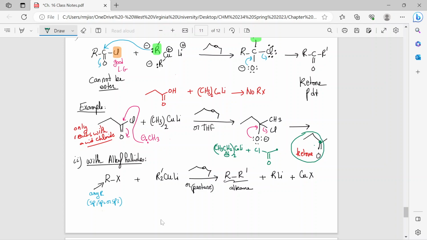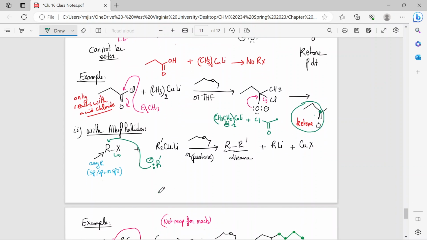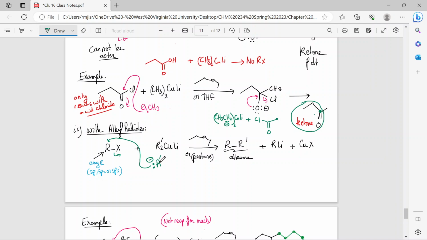So one of the R' groups of the Gilman is going to attack the R of the alkyl halide, and the halogen is going to leave. Those nucleophiles are not like regular nucleophiles. They are stronger than the regular nucleophiles that you know, the OH minus, the CN minus, etc. They can attack any type of R.